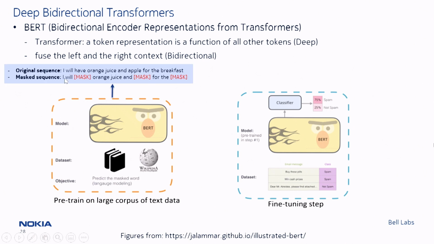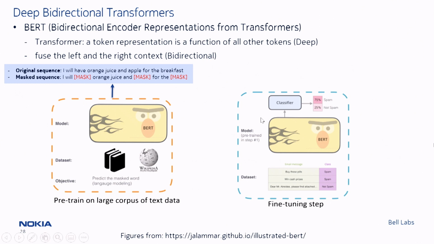The first special token is the MASK. Suppose that you are given this original sequence. Here BERT randomly masks a percentage of tokens from this original sequence using this mask token. And then BERT tries to predict these masked tokens. And this is known as masked language modeling.